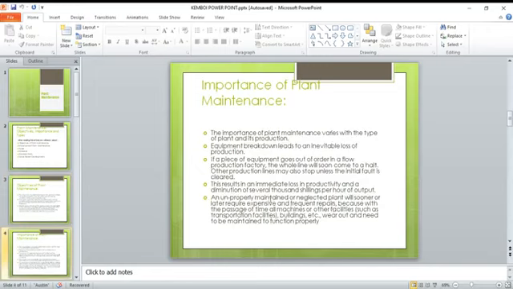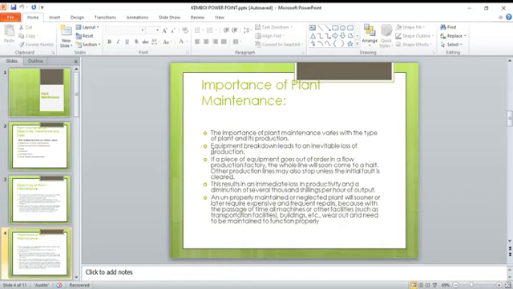So now let's see the importance of plant maintenance. The importance of plant maintenance varies with the type of plant and its production. We have different plants, for example, plant for a sugar company and for cement. The production of a sugar company is different, production of cement is different, and their plants also differ. So the importance of plant maintenance differs according to the plant and the production.